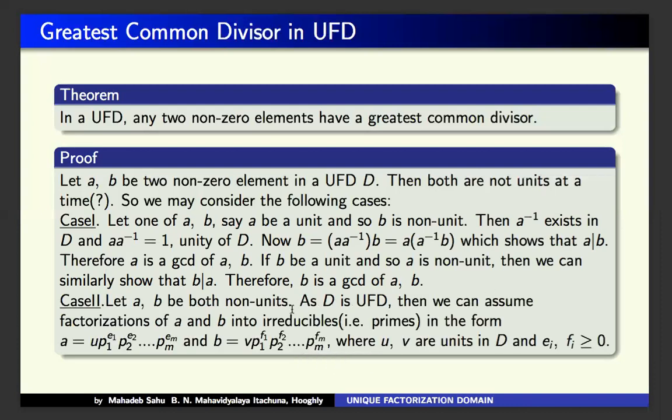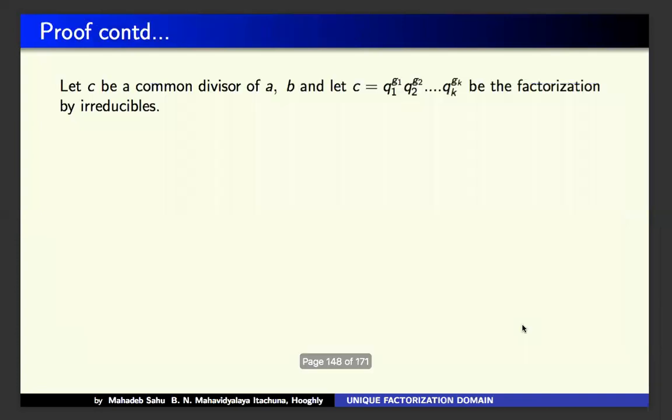If A and B are not both units, then as A, B belong to the UFD D, they have unique factorization. So let's write A equal to u into p1 to the power e1, p2 to the power e2, up to pm to the power em, and B can be written as v into p1 to the power f1, p2 to the power f2, up to pm to the power fm, where u, v are units in D. Let C be a common divisor of A and B.